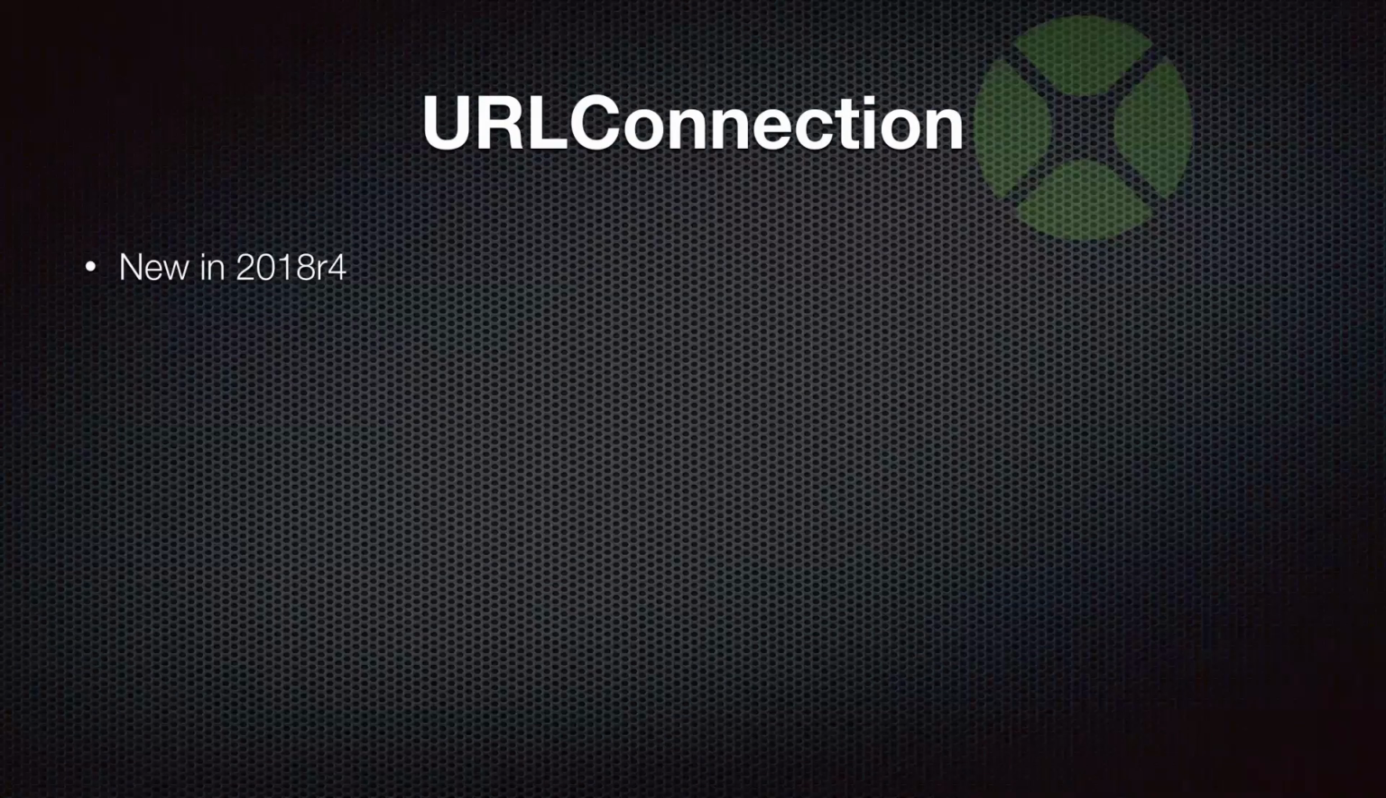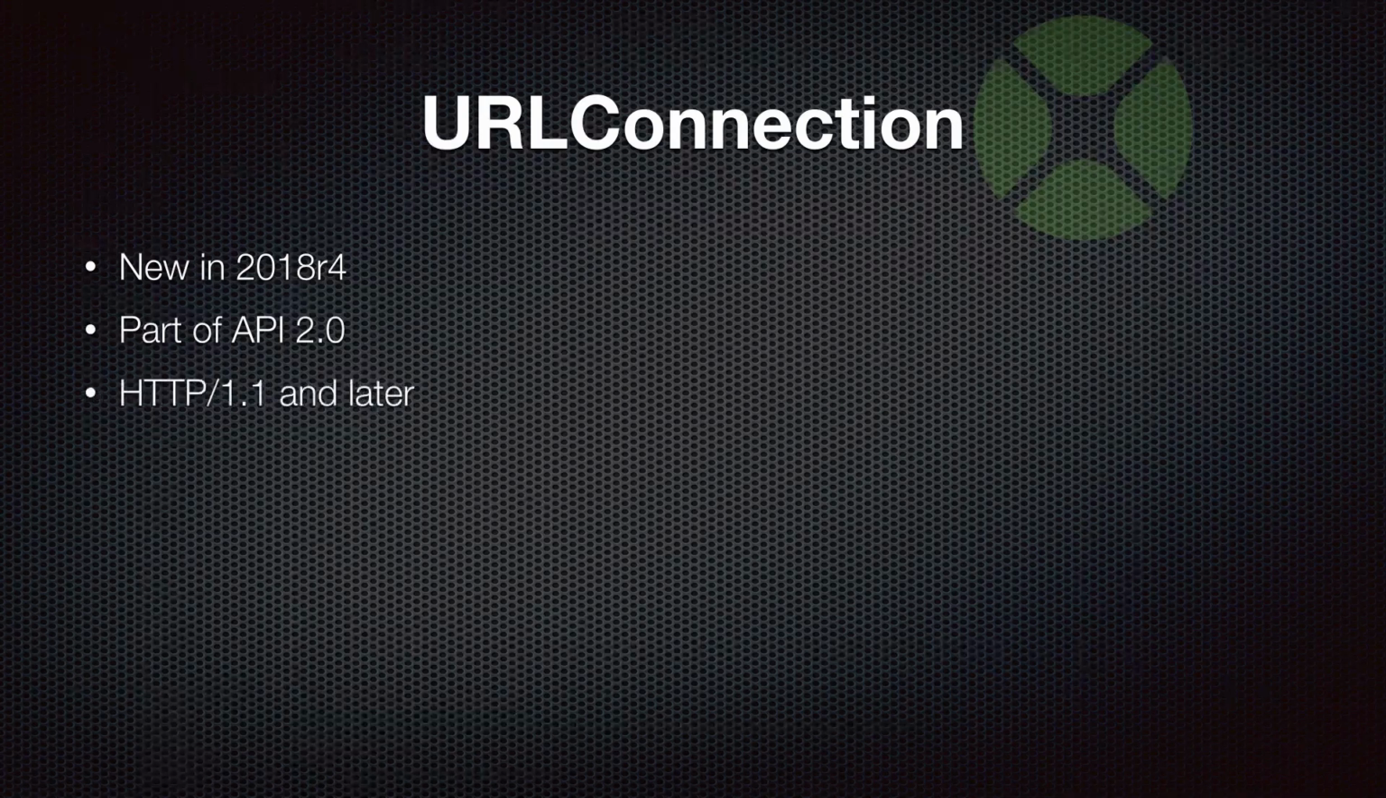And the new one I want to show you today is URLConnection. And this was added in the last Xojo release, 2018 release 4. And it is part of API 2.0, part of our revamping of the Xojo framework to add new capabilities. And this supports HTTP 1.1 and later because it's using OS mechanisms for communications. Whatever is built into the operating system is what this works through.